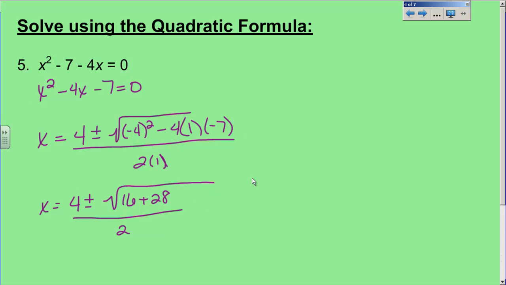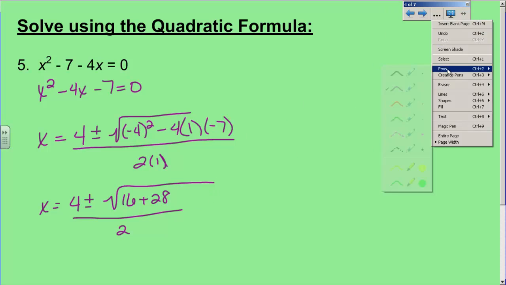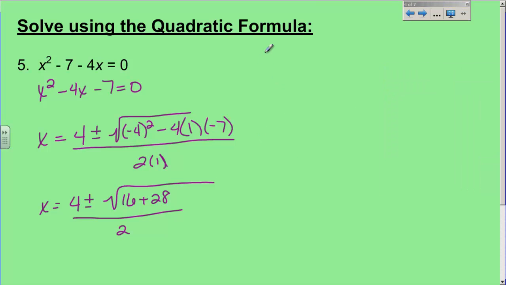So now we'll continue with what we're doing, and we will simplify here. So I have x equals 4 plus or minus the square root of 16 plus 28 is 44, all over 2. This is not a perfect square.